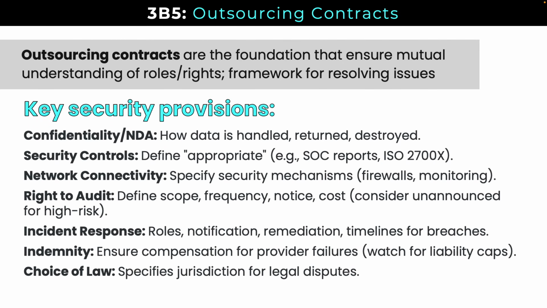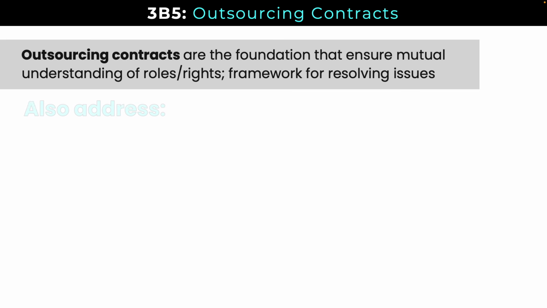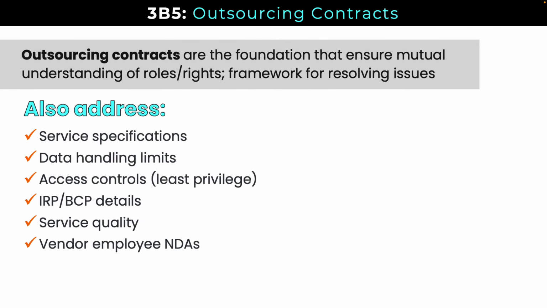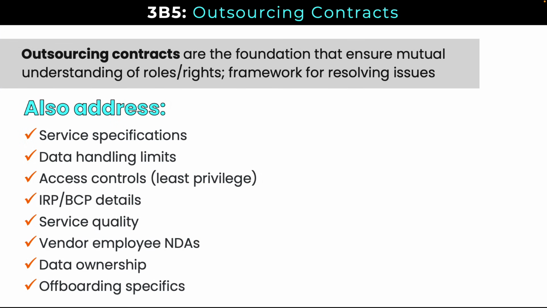And choice of law. This is quite common that you'll specify the jurisdiction where any legal disputes will be settled. So if the organization is a Delaware corporation, then typically you would specify Delaware as your jurisdiction, for example. Other areas we might address in our contract clauses would include service specifications, data handling limits, access controls, ensuring least privilege, for example, incident response or business continuity details, service quality, or what we'd more commonly call quality of service, vendor-employee NDAs, data ownership, and offboarding specifics. And that brings us to the end of Section 3B5.